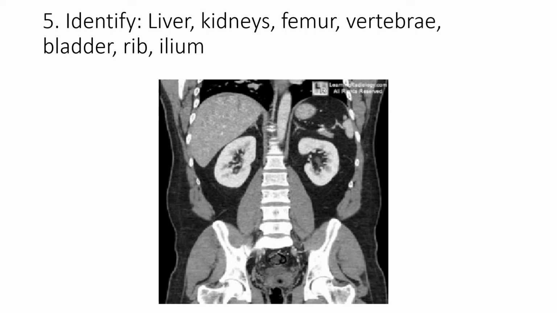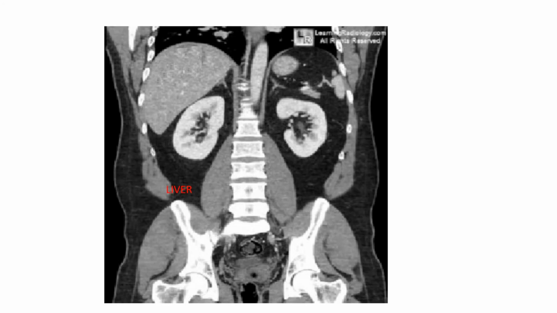Okay, so let's do the labels. We've got the liver, the kidney, and another kidney. We've got the femur down here. Okay, on both sides down here is going to be our femur. We've got the vertebrae here. We've got the bladder down there. It's not the nicest looking bladder, but whatever.